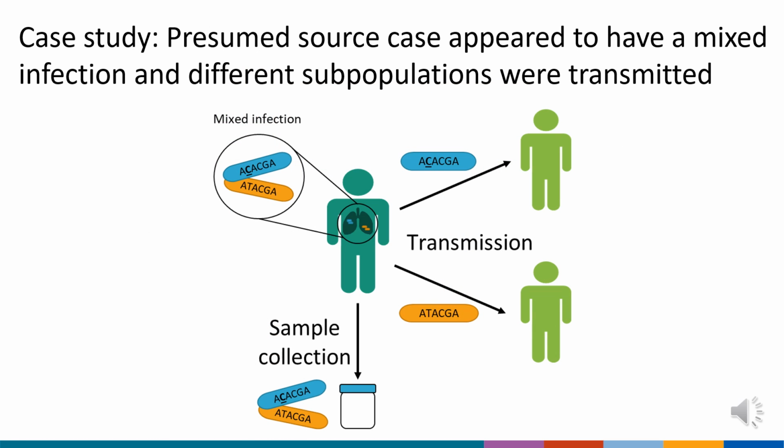In this example, the presumed source patient with a long infectious period appeared to have a mixed infection. While a mixture of the subpopulations was present in the sample that was collected as indicated by the mixed SNPs, this source patient could have transmitted different subpopulations to others in the cluster.